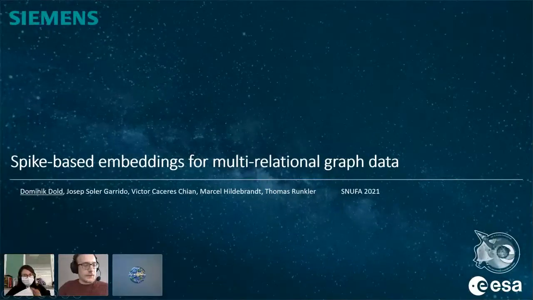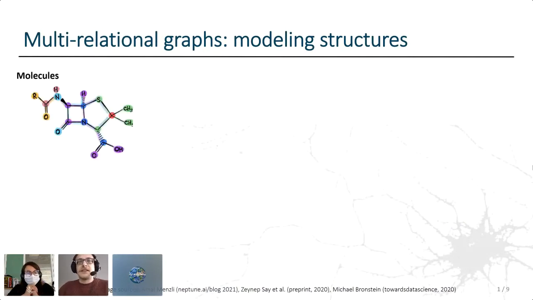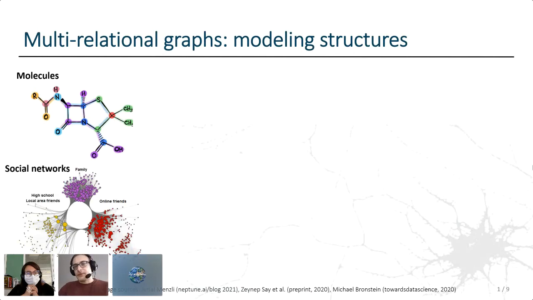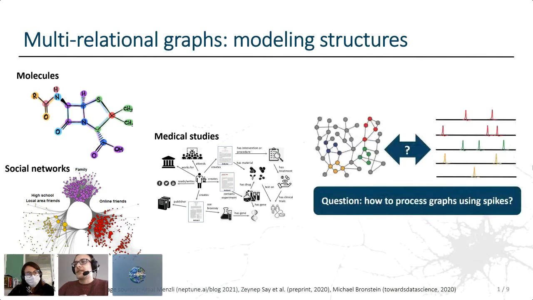So first of all, why should we be interested in knowledge graphs or multi-relational graphs? The nice thing about multi-relational graphs is that they can be used to model a lot of different systems and structures. For instance, molecules can be modeled as graphs, social networks, well known for anyone here, or medical studies, like the relationship between diseases, treatments, chemicals, side effects, studies, and so on. And the question that I raised in this work is how can we process such data structures using spikes? That's also what I'm going to talk about in the next 15 minutes.